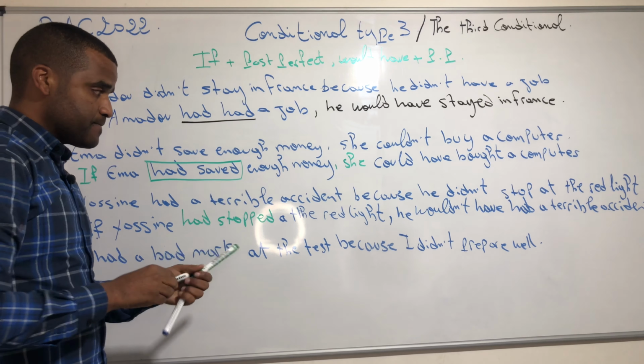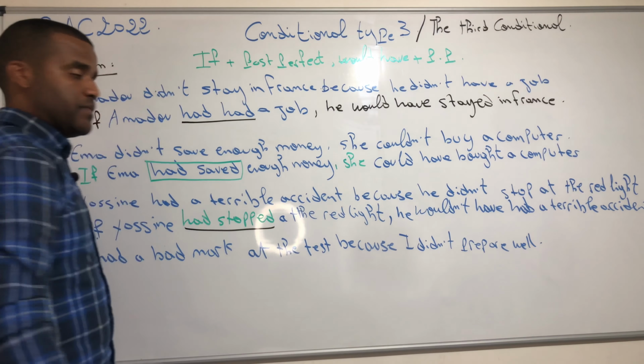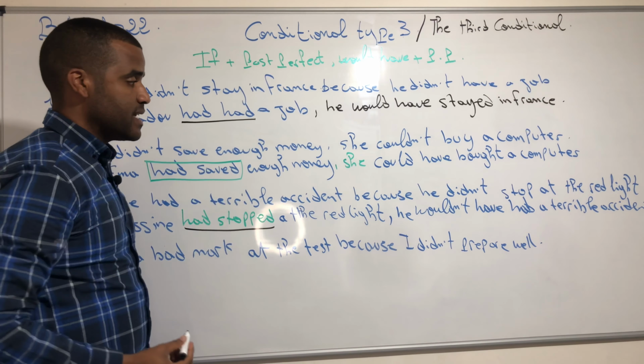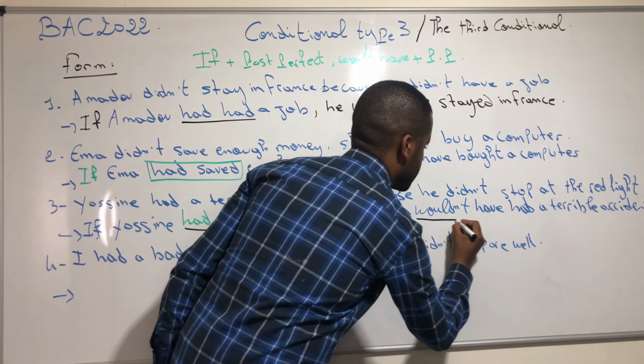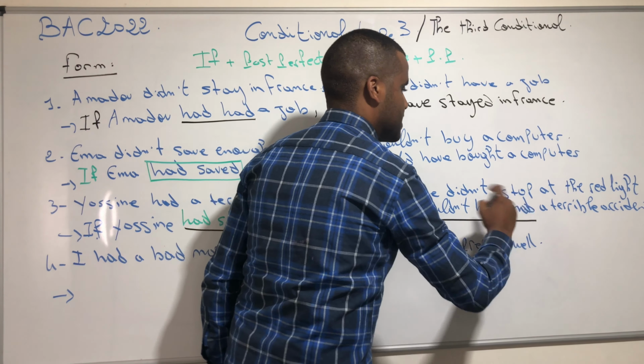So the change that we did: if plus the past perfect, had plus the past participle, then he would have plus the past participle of the verb. Wouldn't have had a terrible accident. Wouldn't have is the rule, and here had is the past participle of the verb had. So we have, if Yasin had stopped at the red light, he wouldn't have had a terrible accident. But in reality, Yasin didn't stop at the red light, therefore he had a terrible accident.